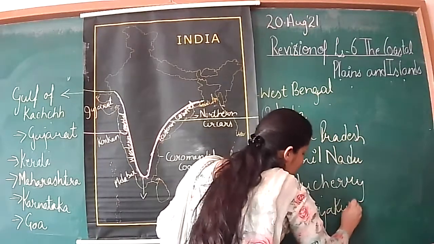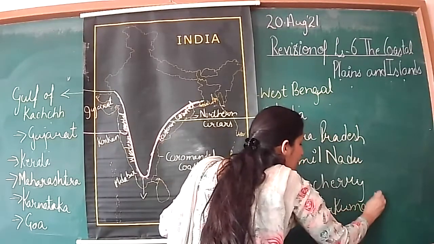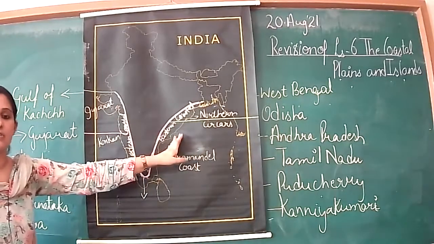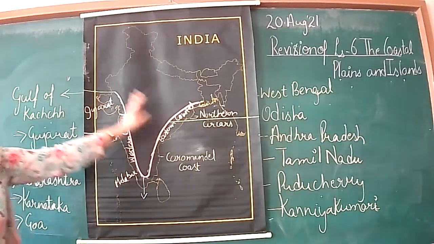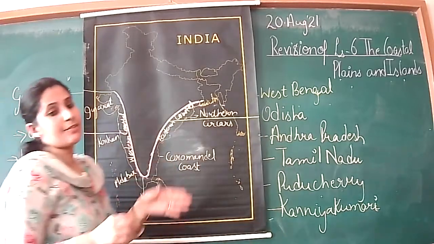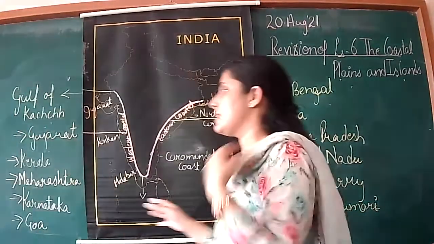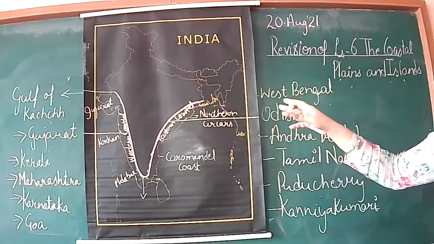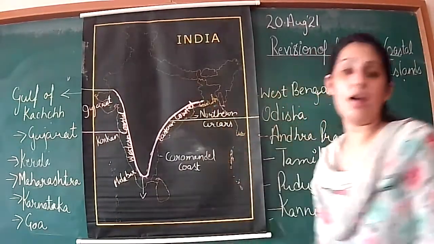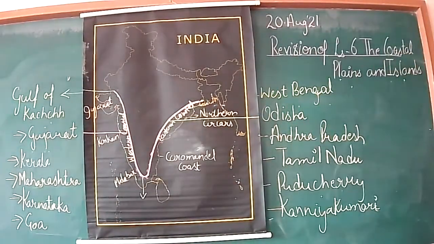Kanyakumari, that's correct. So here we have the two coastal plains, the western coastal plains and the eastern coastal plains. India is blessed with a very long coastline that starts from the Gulf of Kutch and ends at West Bengal. Here is the starting point of our coastline, and here the coastline finishes.